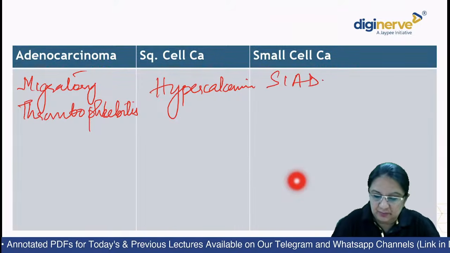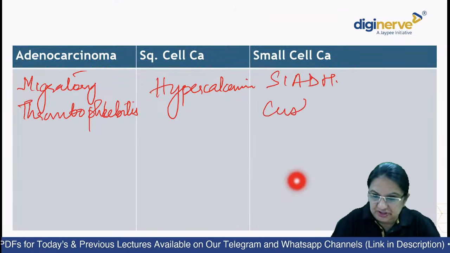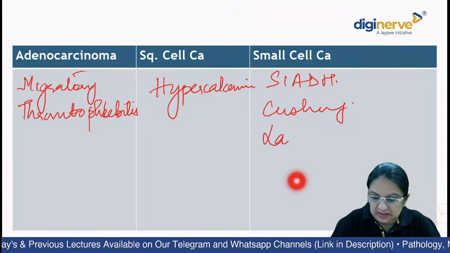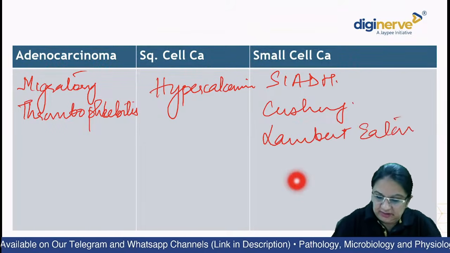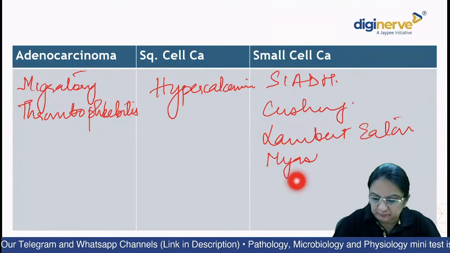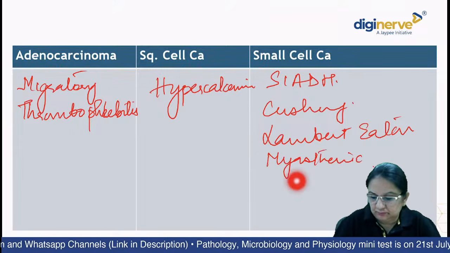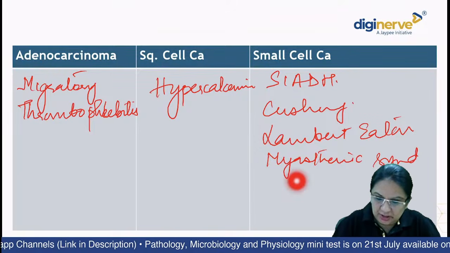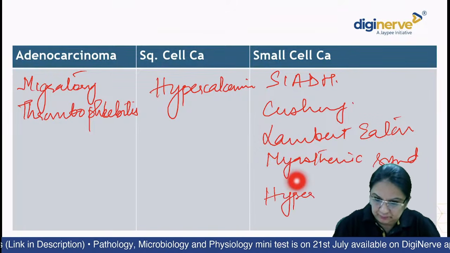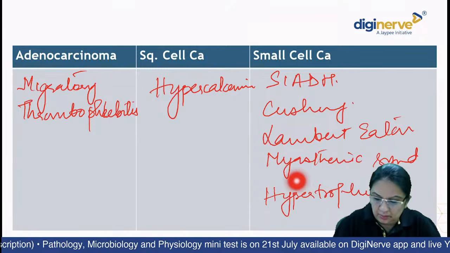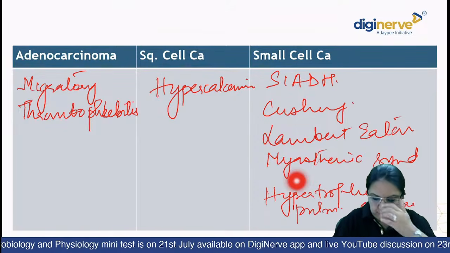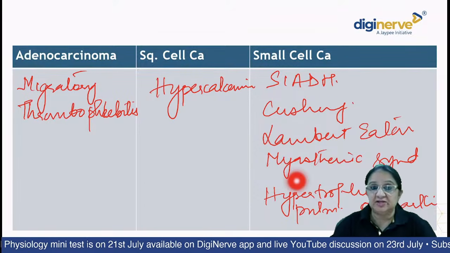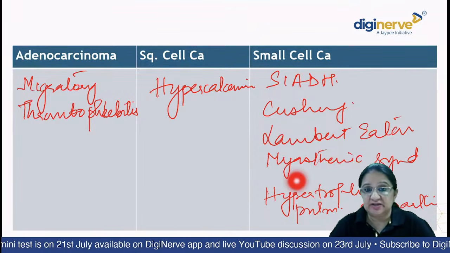SIADH, Cushing's, Lambert-Eaton myasthenic syndrome, or hypertrophic pulmonary osteoarthropathy. Okay, SIADH, Cushing's, Lambert-Eaton myasthenic syndrome.